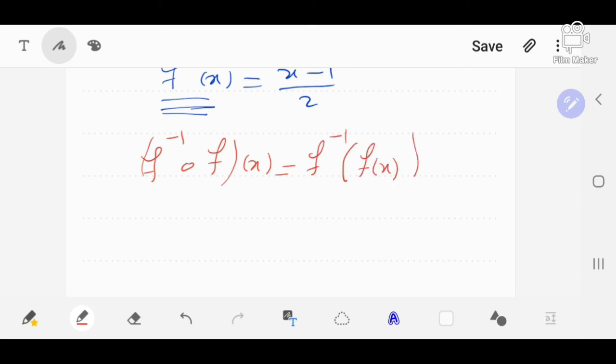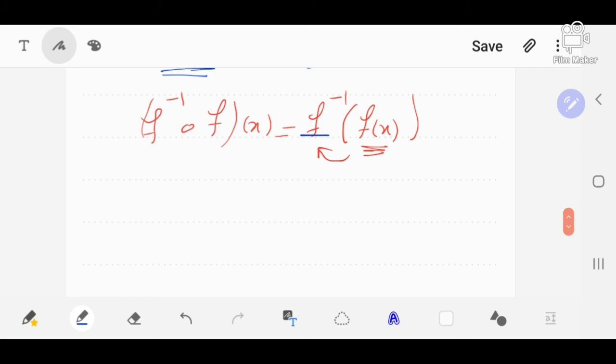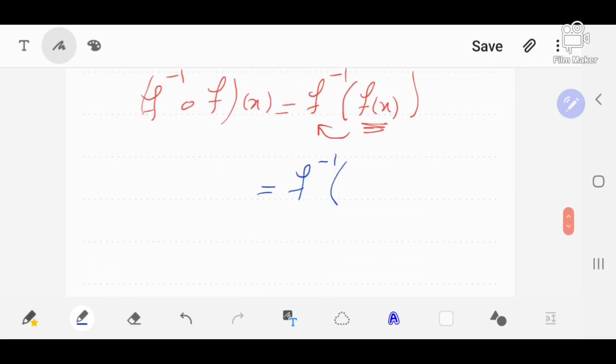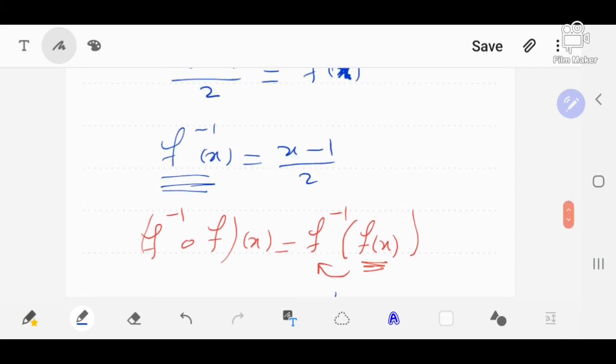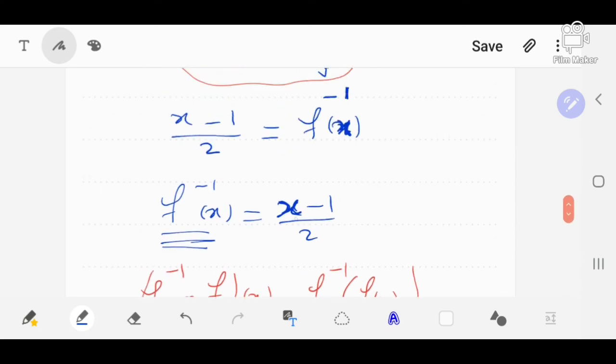Let's work it out and see. F inverse of f, this means f inverse of 2x plus 1. So I'm going to substitute 2x plus 1 instead of this x here. What will happen? My function is x minus 1 over 2. So I have x minus 1 over 2, and I'm going to apply the original function, which was 2x plus 1.